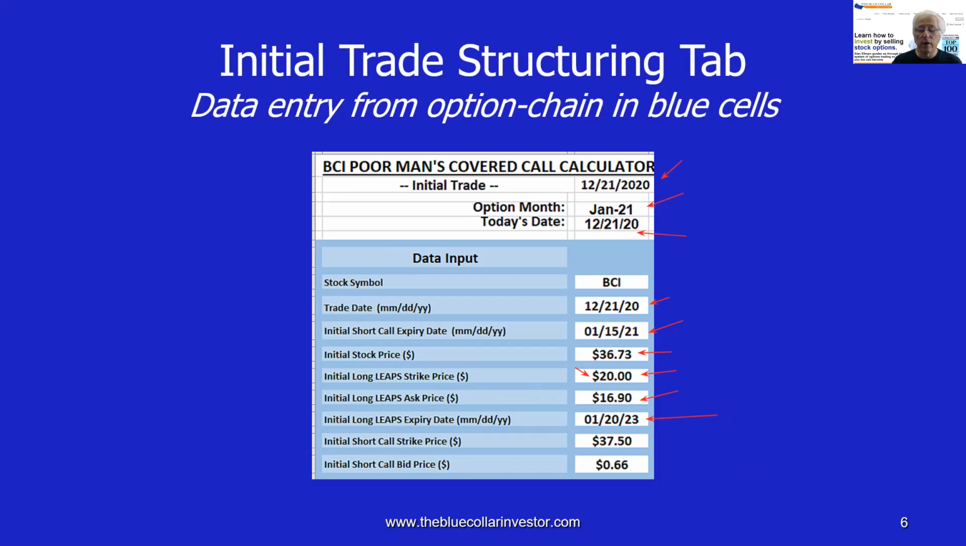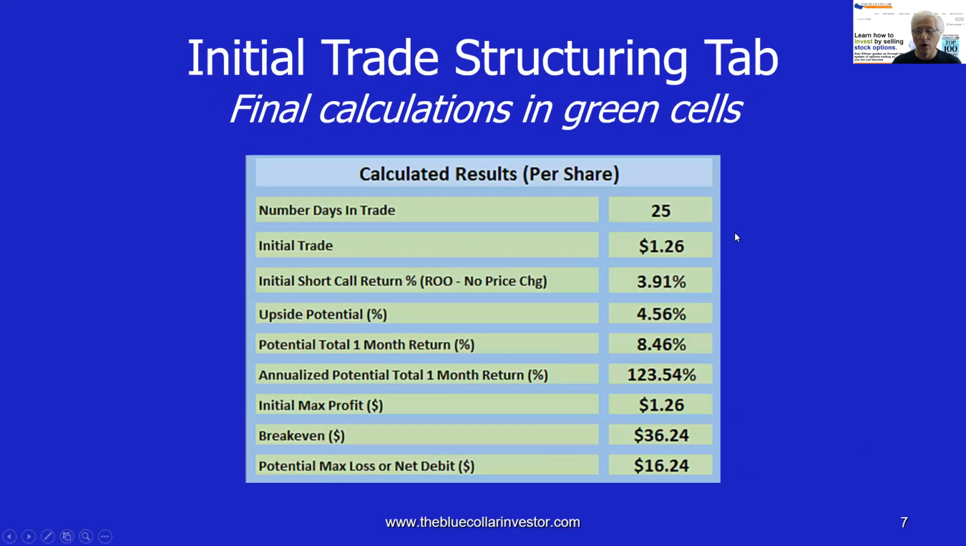And now back to the strike, the out of the money short leg of the trade. And that's the 37.50 strike. Could show you over here. And that generated 66 cents. So that information is entered into the blue cells at the top part of the spreadsheet. And lo and behold, the calculations will automatically appear in the green cells in the middle part of the spreadsheet.